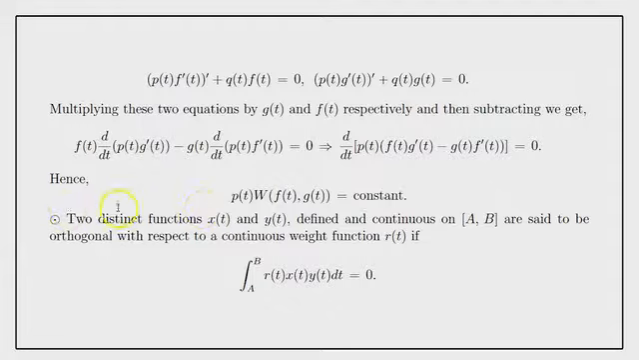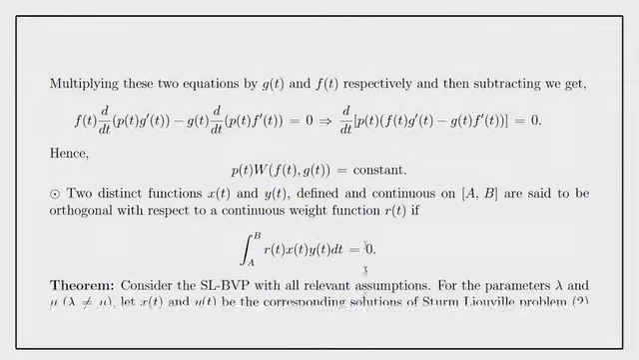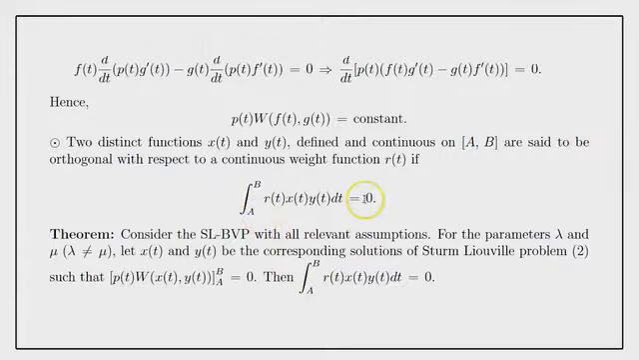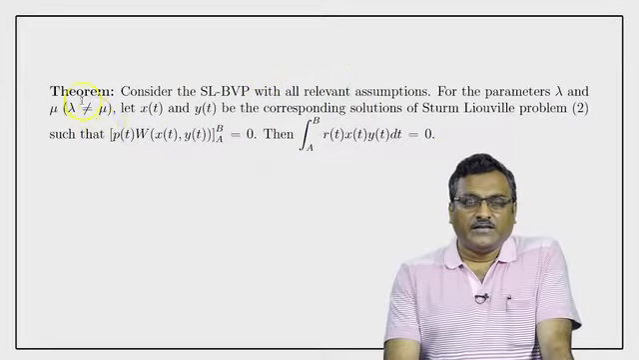Now if we find two distinct functions xt and yt which are defined over the closed interval a b and are continuous, these two functions are said to be orthogonal with respect to a continuous weight function rt if their integral, that is, the integral from a to b of rt xt yt dt, is exactly equal to 0. So therefore for two continuous functions xt and yt, if this integral is equal to 0, then you can say they are orthogonal to each other. Now this is the theorem.